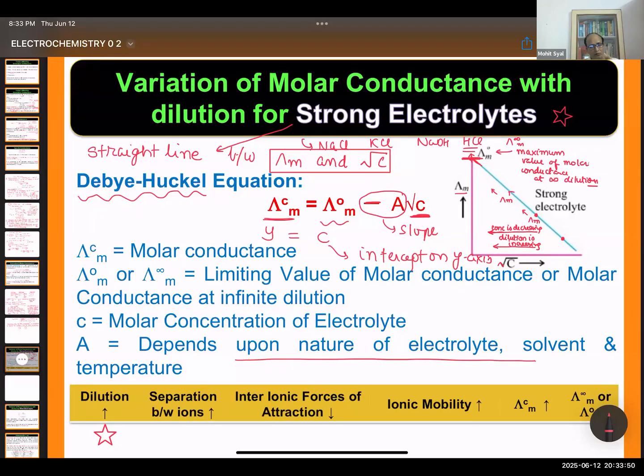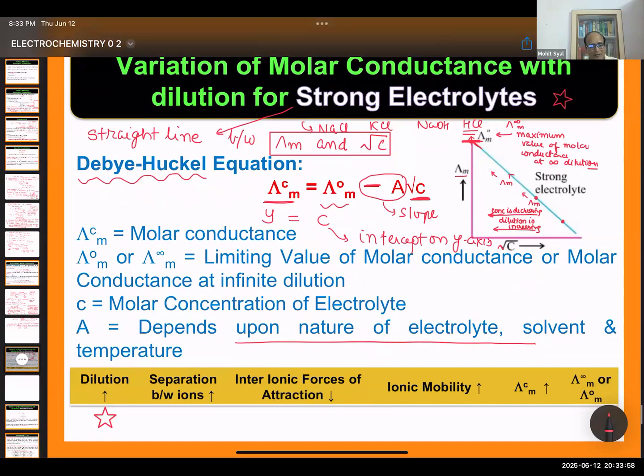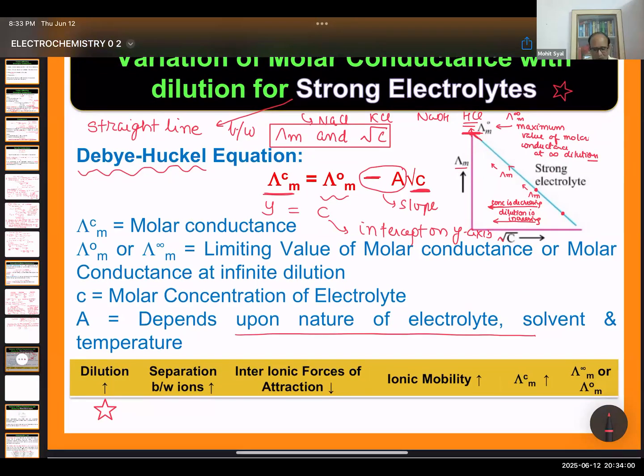But you will not use these upward or downward arrows in your school examination. Be careful. I have given them just to save space and move forward quickly. So basically the dilution is increasing. This is valid only for strong electrolytes.